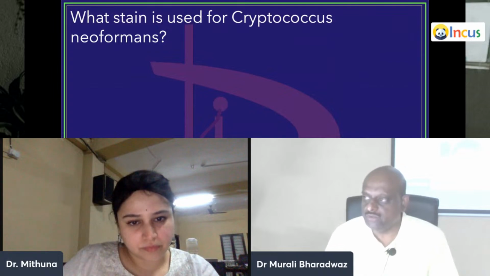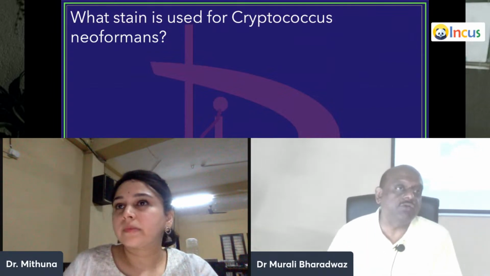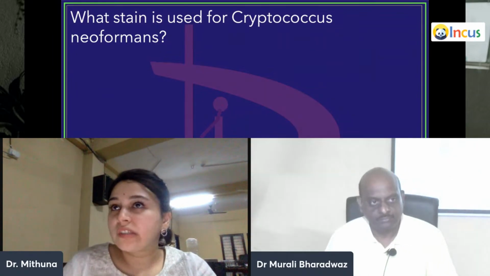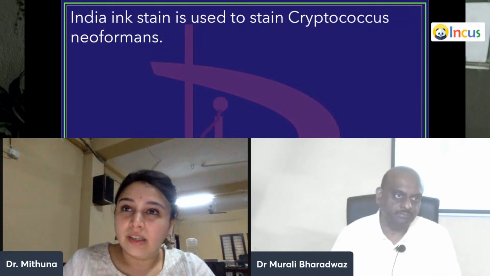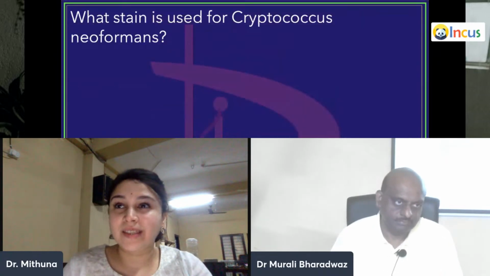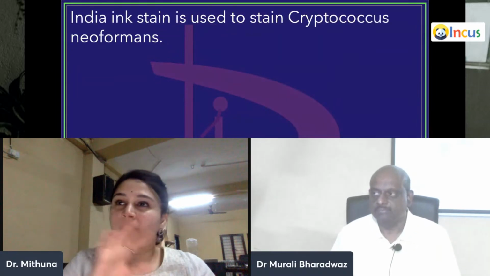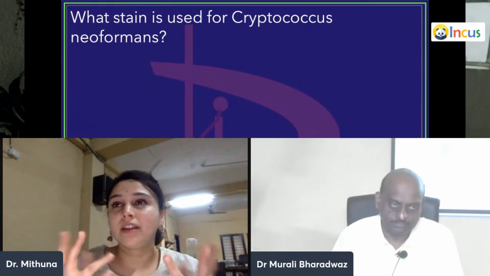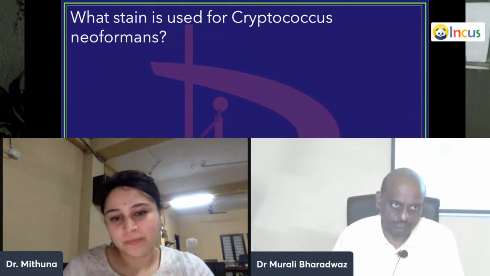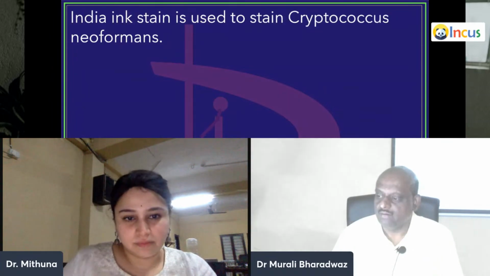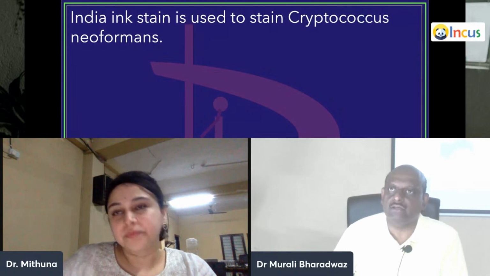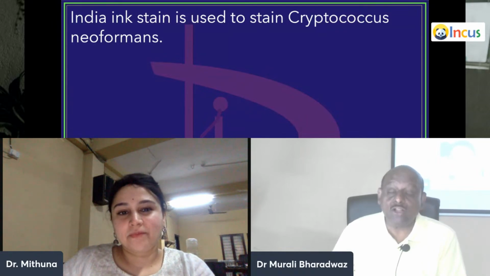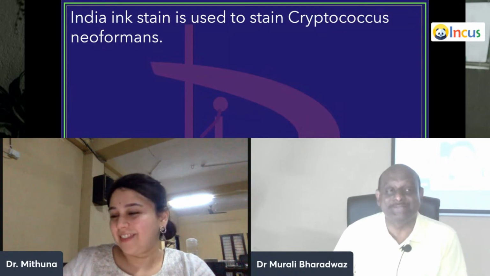Which stain is used for Cryptococcus neoformans? It's India ink stain. It's a negative staining, which means it stains everything except what we want to visualize. So everything looks black, but what we want to visualize, the cell wall, looks whitish, as if there is a white ring around it. So India ink is like coaching study material. They give all the things that we cannot remember, right?